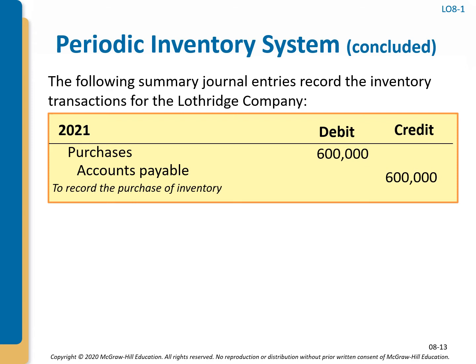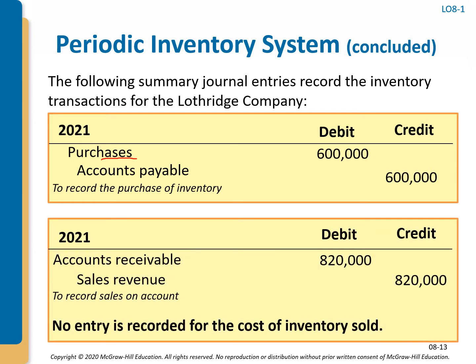The following summary journal entries record the inventory transactions for the company. So first we start with purchases. Instead of recording purchases in inventory, as we would do with the perpetual system, we're using the temporary purchases account. So purchases is debited, and accounts payable is credited for 600,000 because we bought it on credit. Here we had sales. We record sales the same as we did before. Accounts receivable is increased and so is sales revenue. No entry is recorded for the cost of inventory.